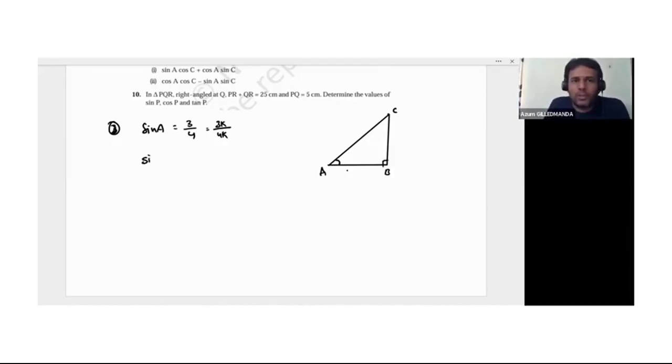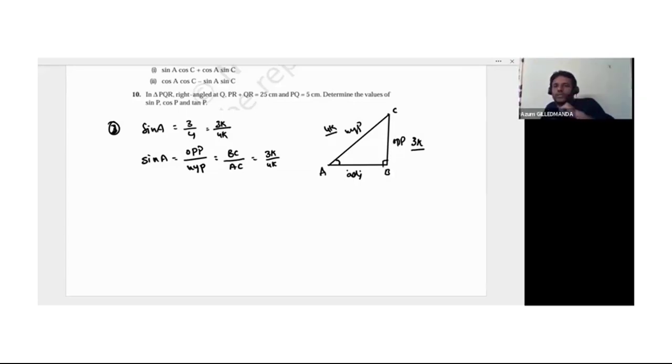In our principle, the formula that we learned, sin A is opposite by hypotenuse. So what is opposite side in this triangle? This is opposite side, and this is adjacent side, and this is hypotenuse. So what is opposite side for A? That is BC. So BC by AC, that value is what? 3K by 4K. Can I say that? So that means my BC is 3K, right? And hypotenuse is 4K.